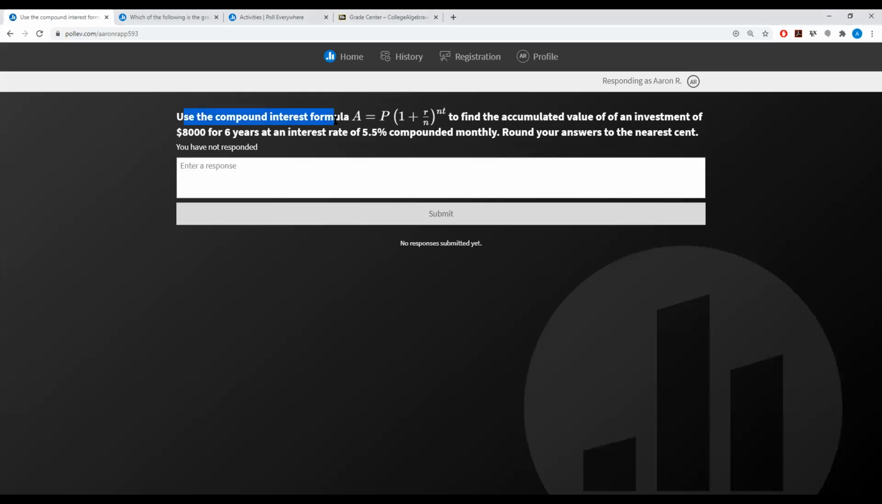Use the compound interest formula A equals P times (1 plus r over n) to the power n times t to find the accumulated value. So A is the accumulated value of an investment of $8,000 for 6 years at an interest rate of 5.5% compounded monthly. Okay.